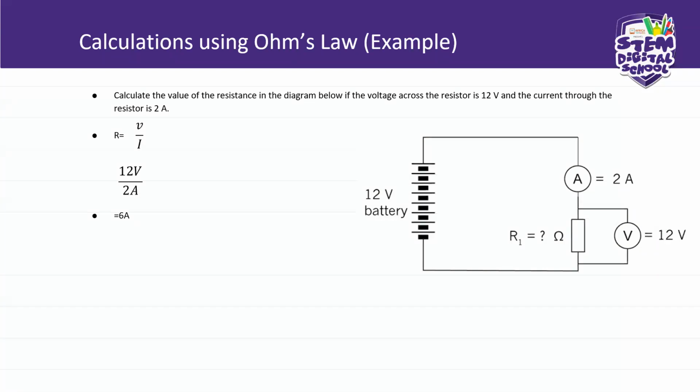And we want the resistance. So the answer will be 6. It should be 6 ohms, not 6 amps. The answer should be in ohms. So the answer is 6 ohms. That is the calculation for resistance. You used this formula, and resistance is measured in ohms.